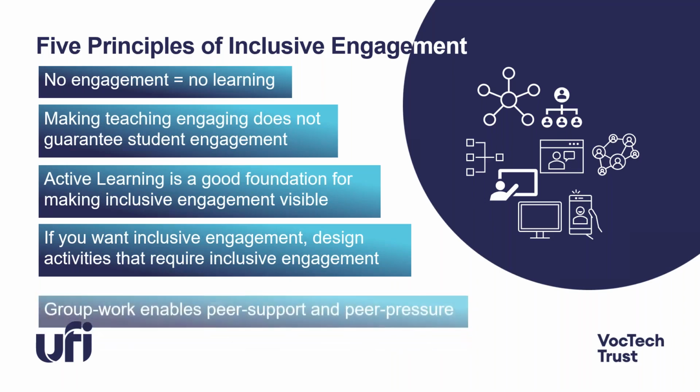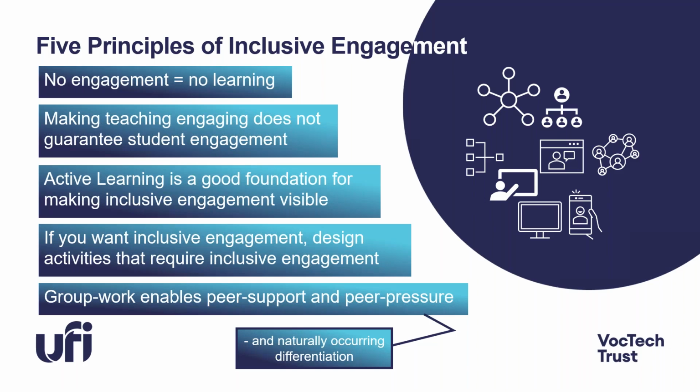And finally, the fifth principle, group work. Well, this helps engagement because outcomes have to be produced through active collaboration by the whole team. What's less recognized, however, is that it's also very good at setting up naturally occurring differentiation. In groups, learners bring different experiences, different predispositions and so on to the group, and that is shared within the context of that group work.